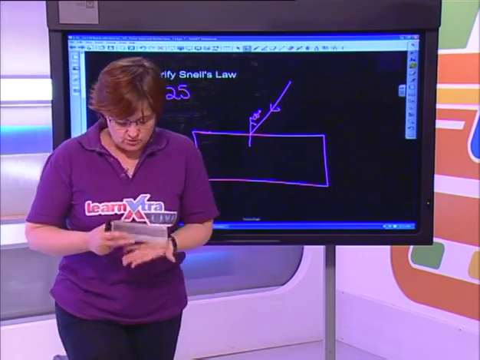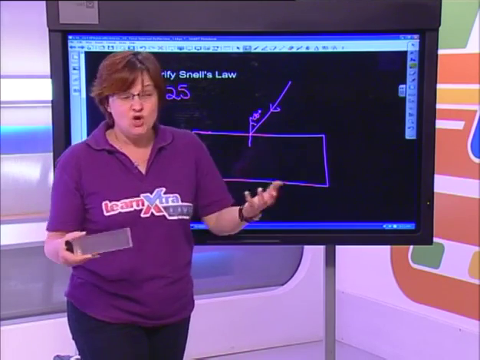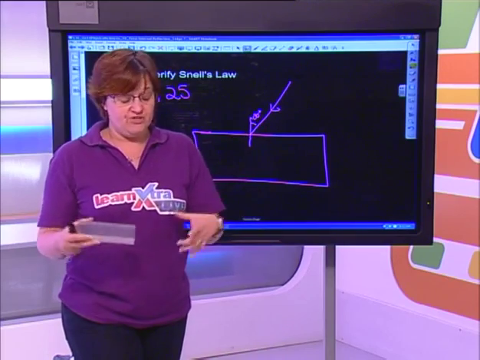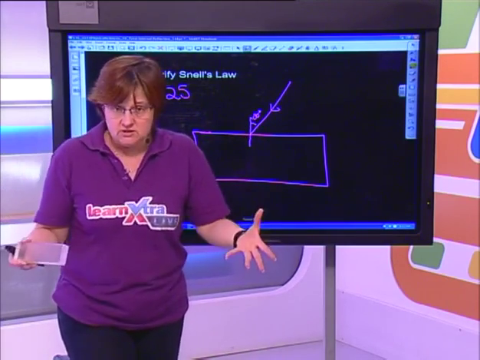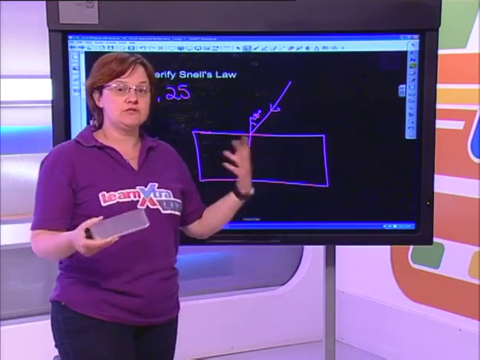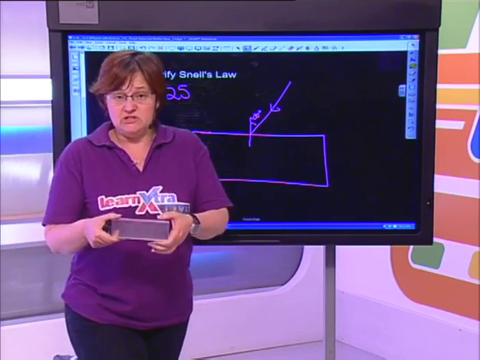So the easiest way is when your block's on the piece of paper, and I really think you should try to do this. It's a good idea. You could do this at home with a square dish and put water in the dish, because you know the refractive index of water, and you could probably work it out using that, okay? So get something similar to this. You could do this at home.